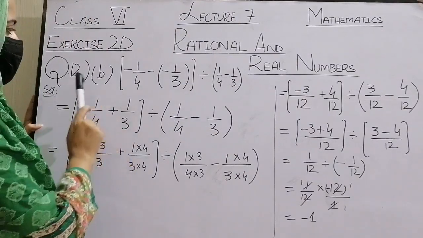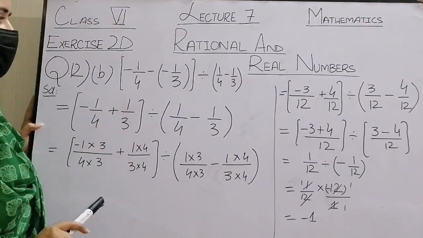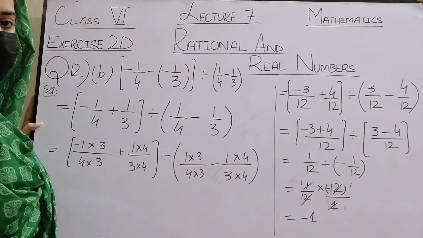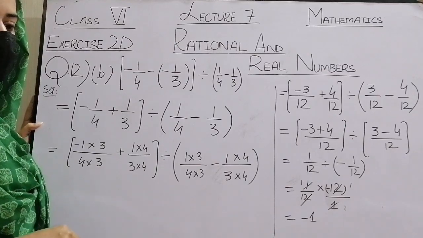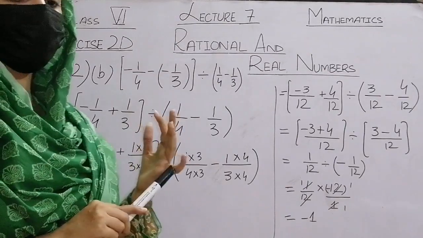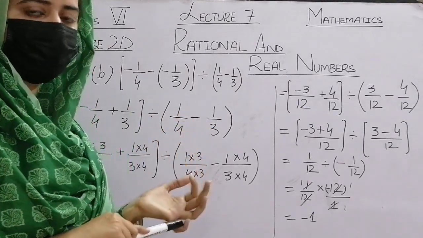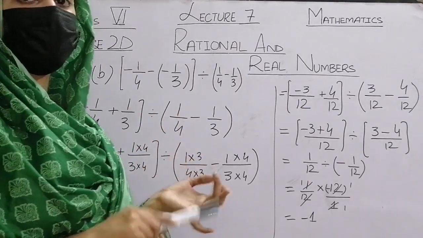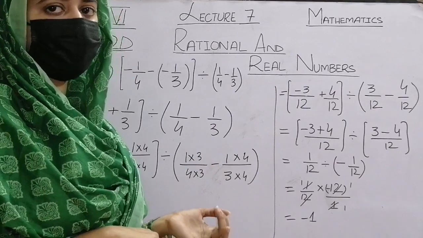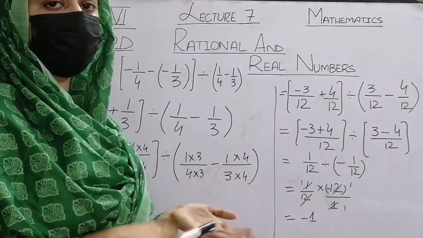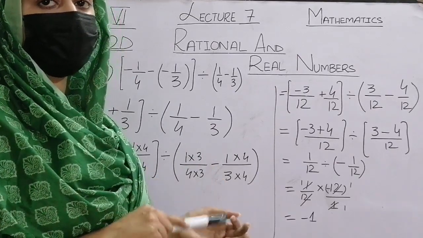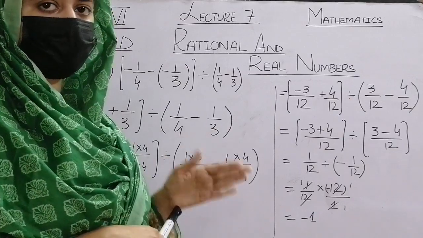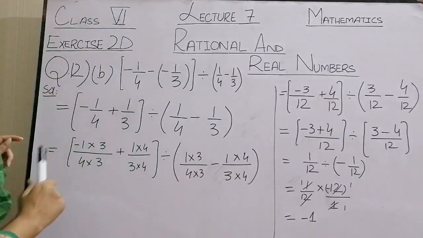Question number 12 part B. It involves brackets and simple operations like we did in the previous exercise. We have to follow those 4 rules. First rule is to solve the brackets. Next rule is to solve the powers and roots. Third rule is to multiply and divide, and last rule is to add and subtract.